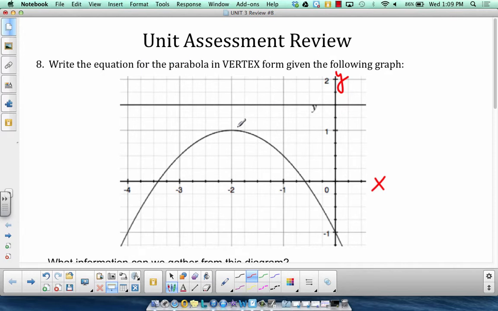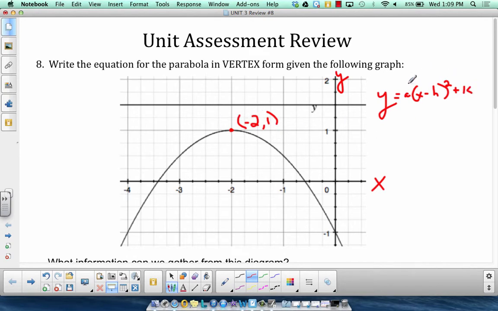Well, in vertex form, that means I need the vertex. Okay, so we have that. What is this location here? -2, 1. Remember from the equation for vertex form, so we've got y is equal to a times (x minus h) squared plus k. So I need h and k, which we've just found here.